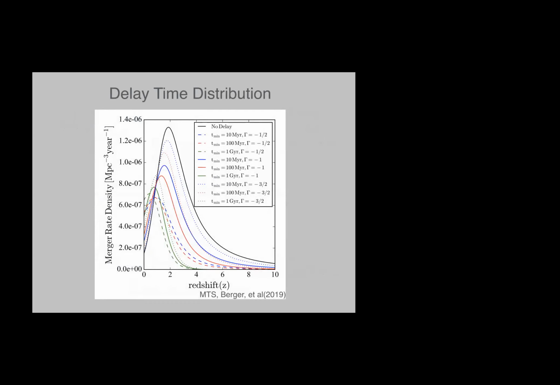So in the black line, I'm showing you what happens if there is no delay. And then if you play with these two parameters, you get all these sorts of different curves and a completely different distribution of merger rate as a function of redshift. Now, the question is, can we tell apart these merger rates, and what instruments, what detectors do we need? And can LIGO do it for us?